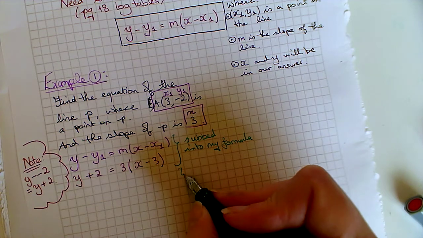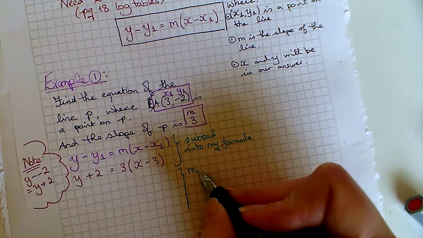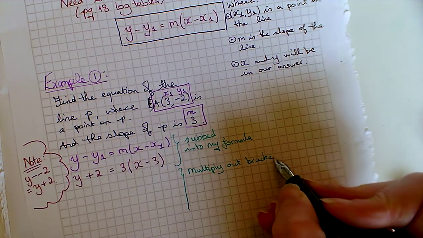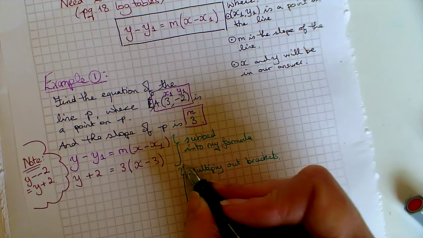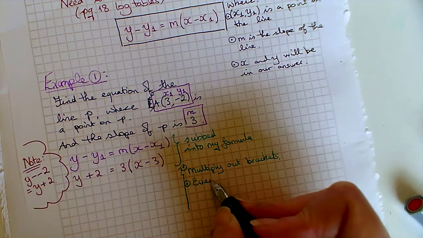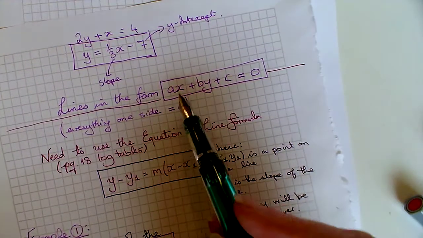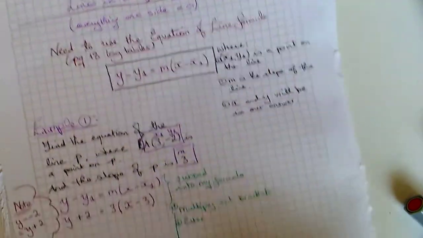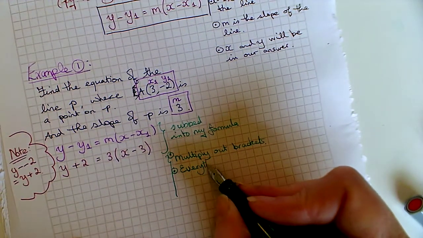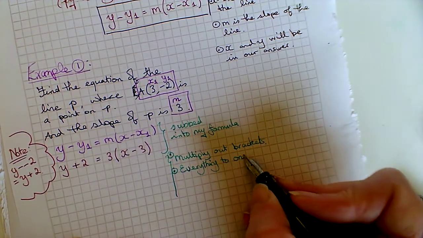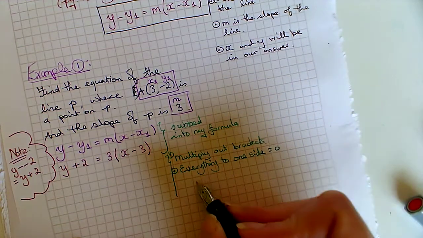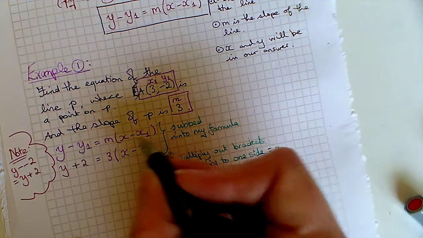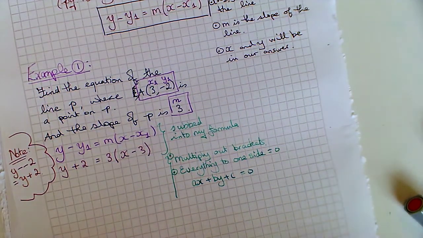The next step is that I must multiply out my brackets and then bring everything to one side, because my line must be in the form ax plus by plus c equals 0. And that means everything on one side equal to 0. Even if the question doesn't ask for it like that, this is how we're expected to answer them.